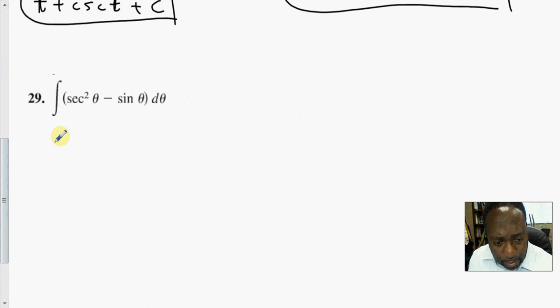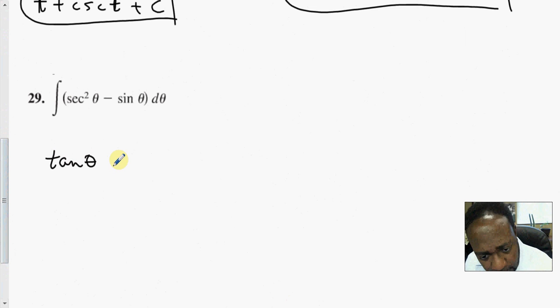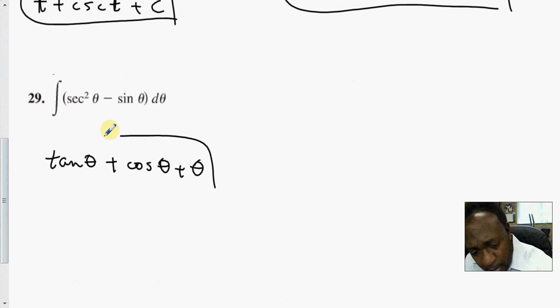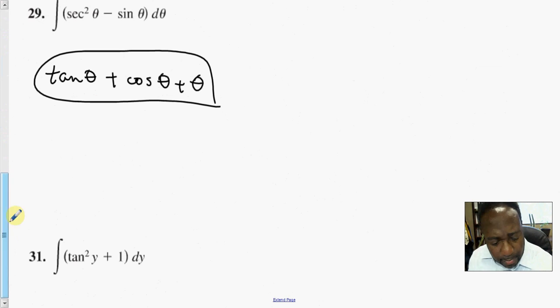So here, well, the derivative of tangent is secant square, so this is tangent theta. And the integral of sine is negative cosine, so this is plus cosine theta plus theta.